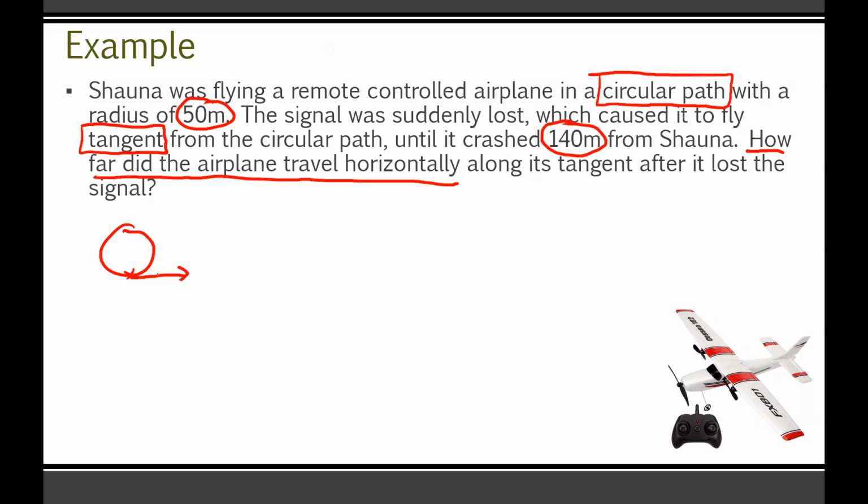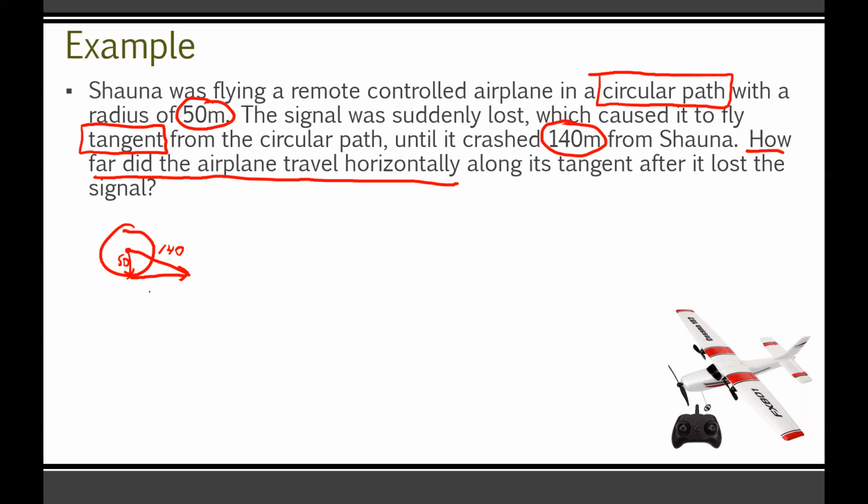Notice that is a tangent line to our circle, because if it's going and going and going, it loses signal. It's just going to keep on going in a straight line until it crashes. We know it crashed 140 meters from Shauna. Shauna, we can assume, is the center of the circle there. I guess we have to. Oops, I really should have put that in the question. Shauna is at the center of the circle here. Sorry, guys. But anyway, assuming she's 140 meters from that crashed airplane, we can do a diagonal right there, 140 meters. And we know the radius of the circle is 50 meters.